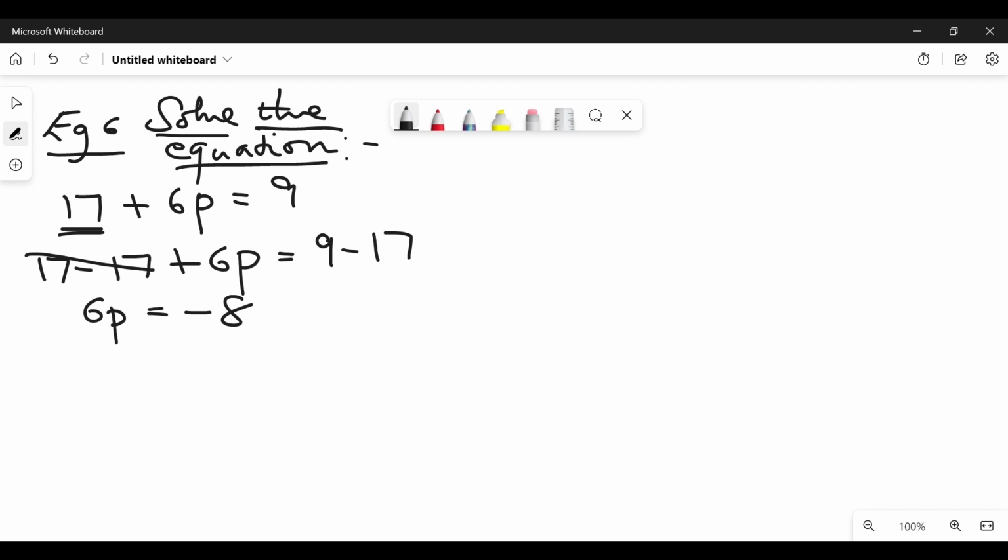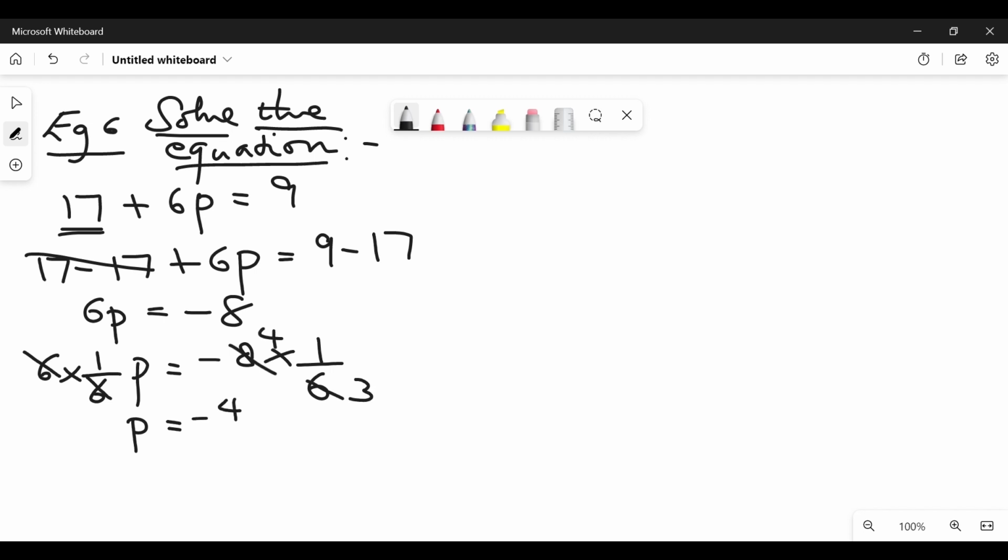Now I need to remove my 6. So what should I do? 6 means, I told you, it's nothing but 6 times p. So you multiply by its multiplicative inverse. Whatever you do on the left hand side, you do on the right hand side as well. Cross this 6 and 6, left with p, and this part if you simplify it, you get 4 and you get 3. Therefore the answer is minus 4 by 3.